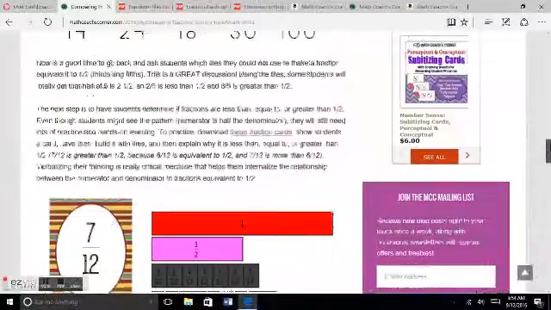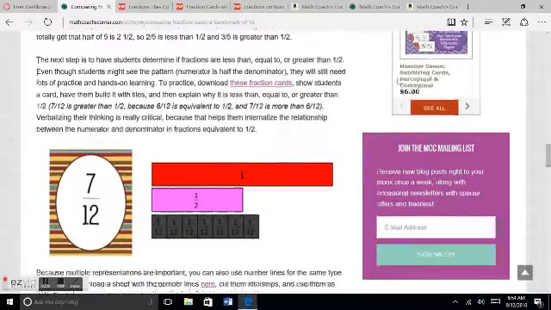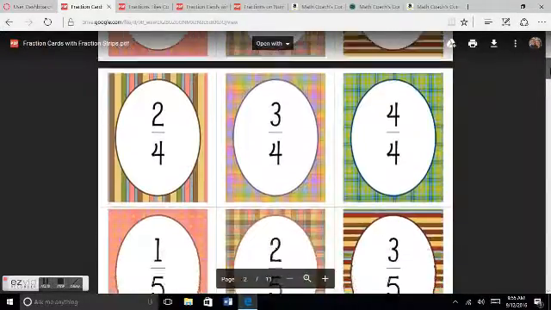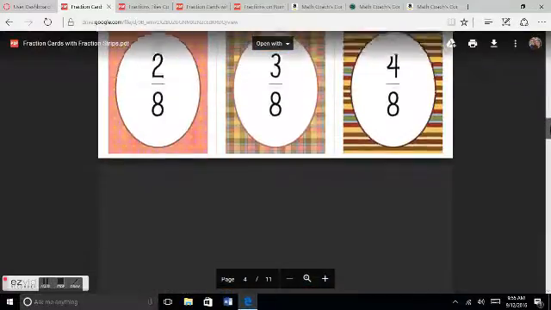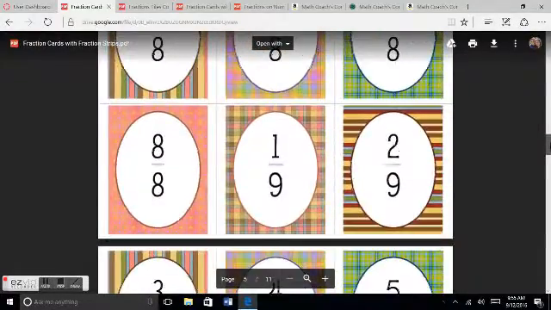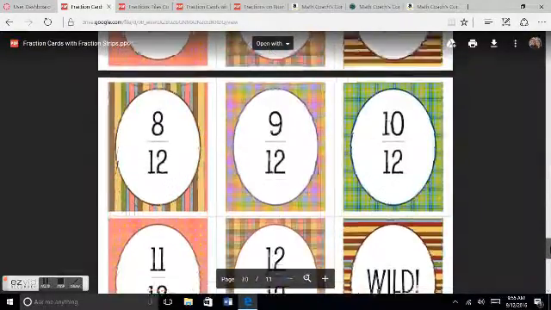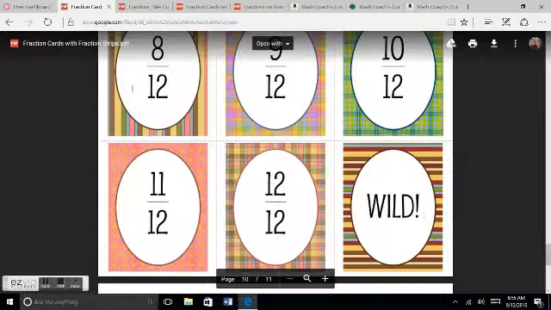Here in a minute I will show you what the fraction cards look like. Here they are. They're really cute. They have different backgrounds, and there's a range of different numbers. You can use these for many different activities. I would probably laminate them because I feel like you could use them again and again. There's also a wild card that you could make a game out of them.